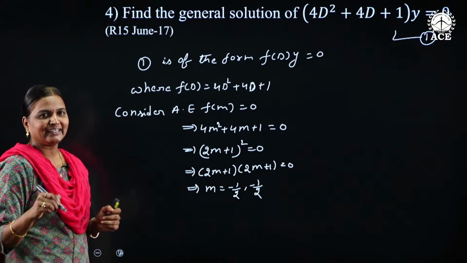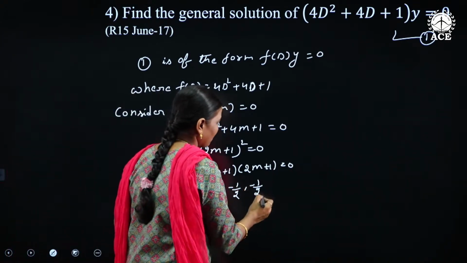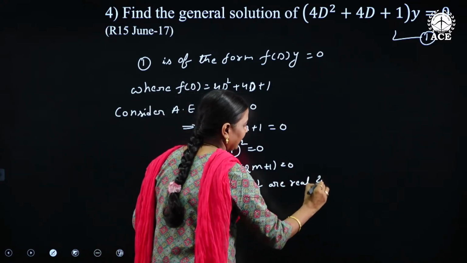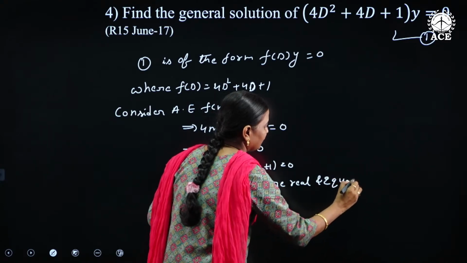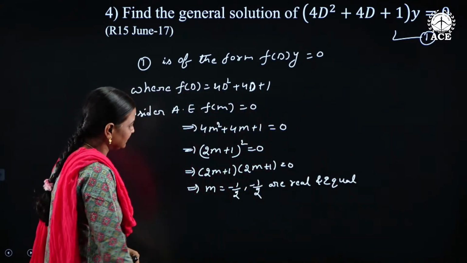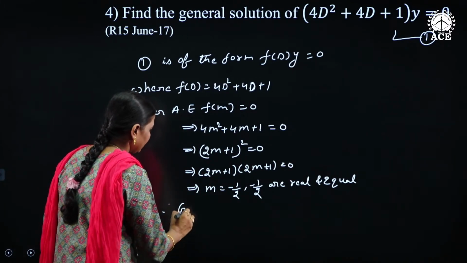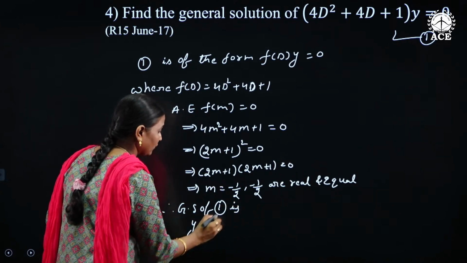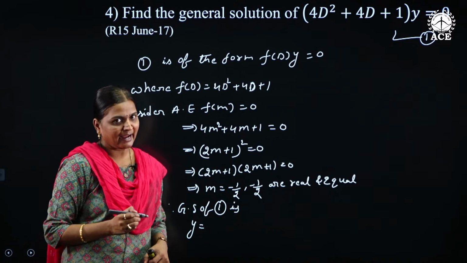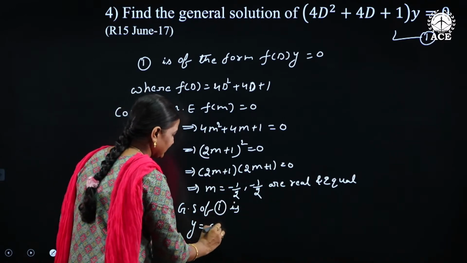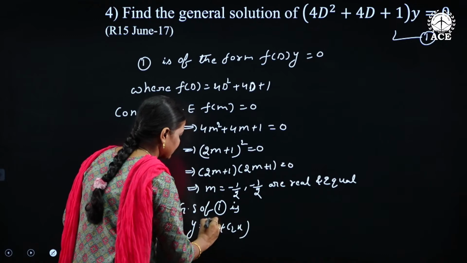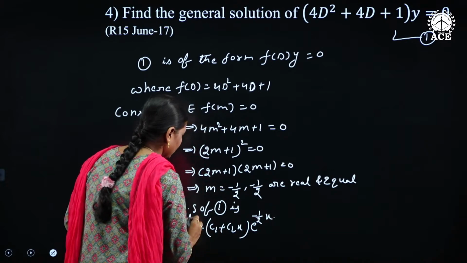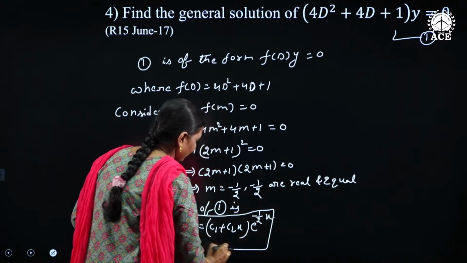After finding the roots, write its nature. What is the nature? Here m equal to minus 1 by 2, minus 1 by 2. So these two are real and equal. When the roots are real and equal, how to write the general solution? Therefore, the general solution of equation 1 is y is equal to, roots are real and equal, so it follows the second case. That is y equals c1 plus c2 x into e to the power minus 1 by 2 into x, which is the required general solution of the given differential equation.